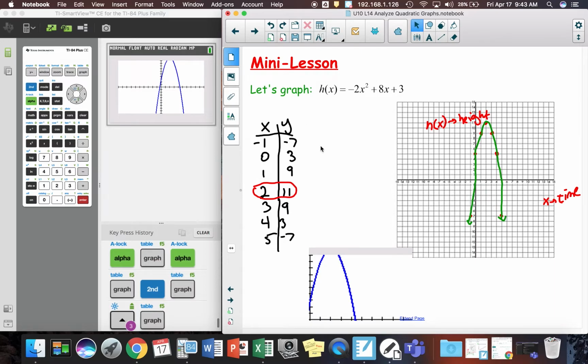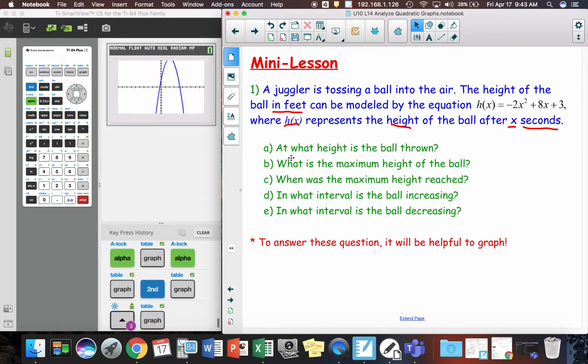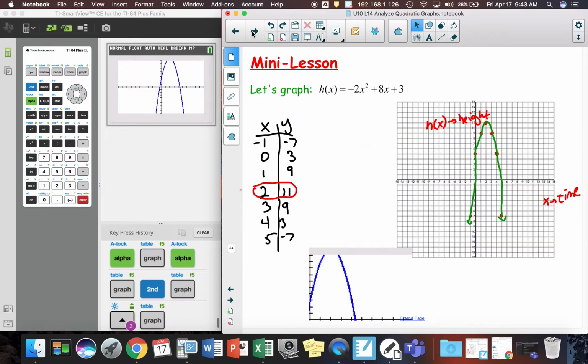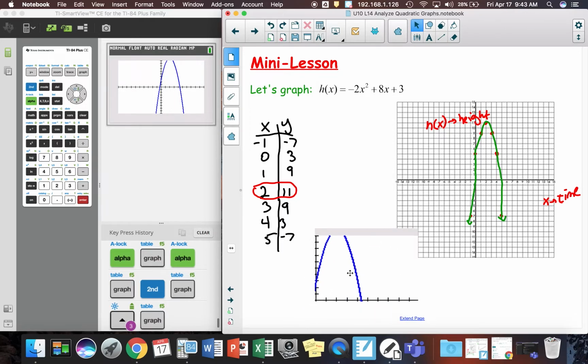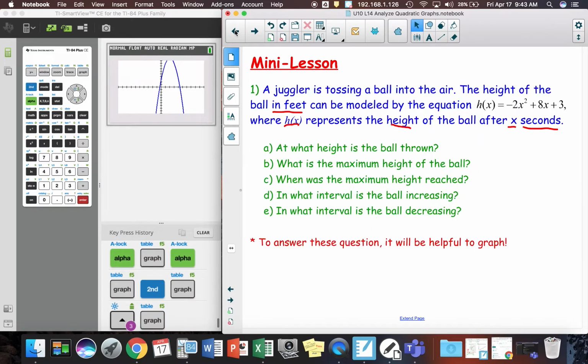Okay, so let's start answering some questions. The first one says, at what height is the ball thrown? So where is it starting? Where's the ball starting from? So we look at this cutoff graph right here, and we see that it starts right here at 3. Okay? So when x is 0, that means time is 0. The height, which is y, is 3. So the height of the ball is 3. But we need to remember to include our units. Since we're talking about feet for height, it's 3 feet high.